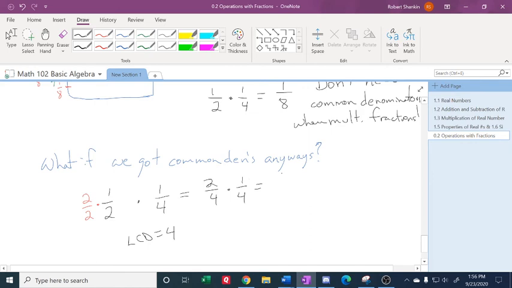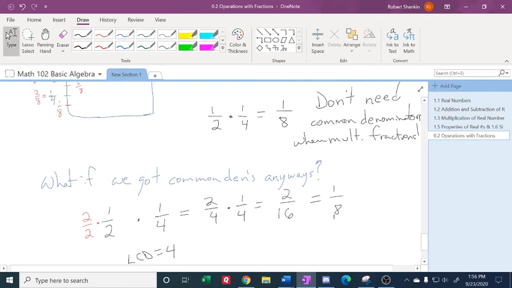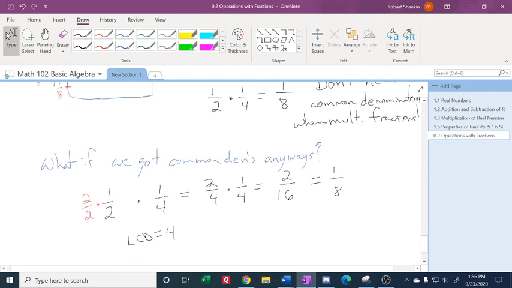2 times 1 is 2. 4 times 4 is 16. Now when you have 2/16, you need to reduce it. Final answer is always reduced. Divide top and bottom by 2, and that becomes a 1, that becomes an 8. Is that the correct answer? Yes, it is. If you got common denominators when you didn't need to, you will eventually reduce down to the correct answer.